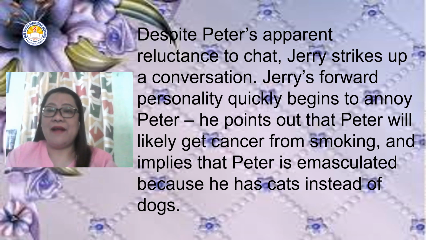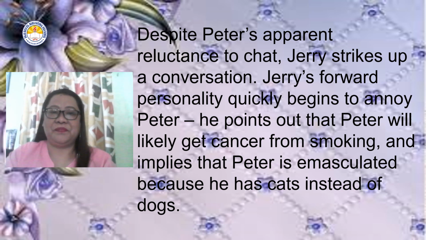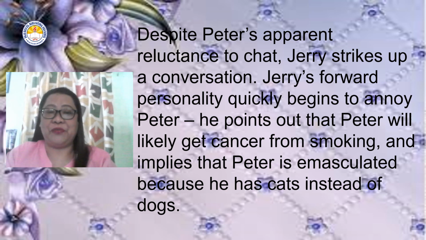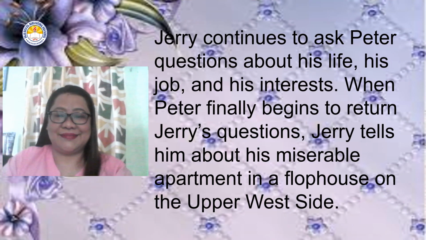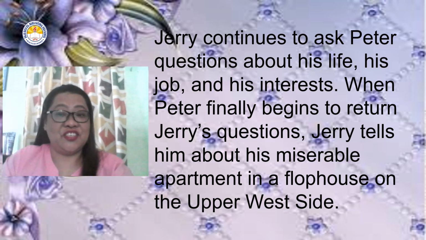Despite Peter's apparent reluctance to chat, Jerry strikes up a conversation. Jerry's forward personality quickly begins to annoy Peter. He points out that Peter will likely get cancer from smoking, and implies that Peter is emasculated because he has cats instead of dogs. Jerry continues to ask Peter questions about his life, his job, and his interests.